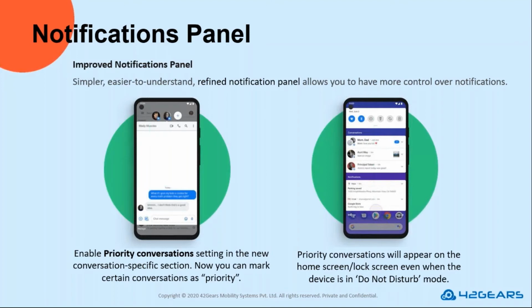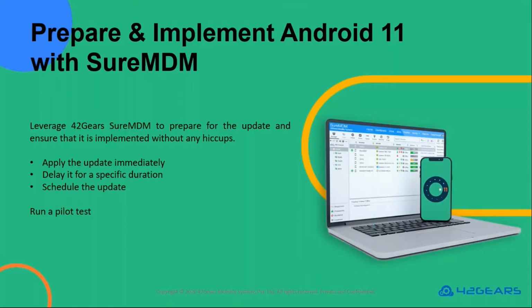Now we have discussed all of the features, and I think we should shift our focus to the next session, that is ways to carefully prepare and implement the Android 11 update using the 42Gears solution, that is SureMDM. Now you might be wondering how you can leverage 42Gears SureMDM to prepare for an OS update and ensure that it is implemented without any hiccups.